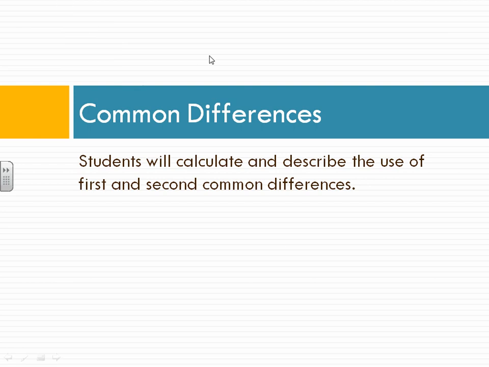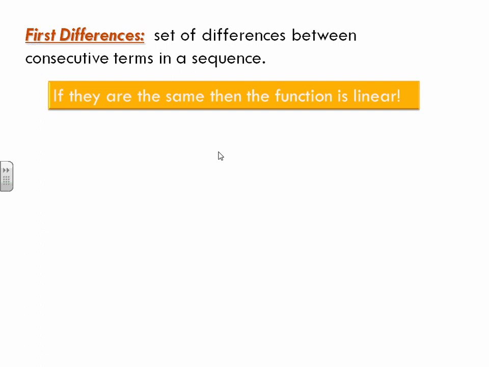All right, so we're going to take a look at common differences and how to calculate them and what it means when they are the same. So first of all, we're going to talk about first differences. This is a set of differences between consecutive terms in a sequence. So if you're given a sequence of numbers and you keep subtracting one term from the next, that will give you the first differences. And what's interesting is if those first differences are the same, then the function is considered linear. And it's the function represented by that sequence of numbers.